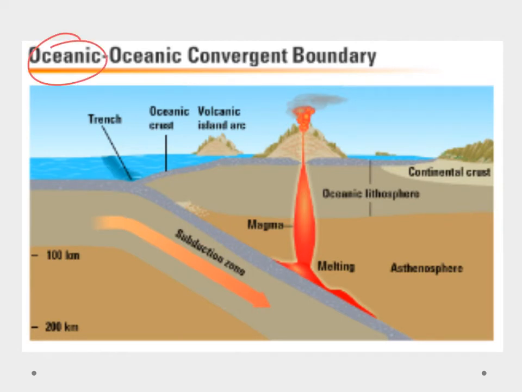Now, if we have oceanic and oceanic crust, it's an oceanic convergent boundary, and we're still going to see the same types of things.